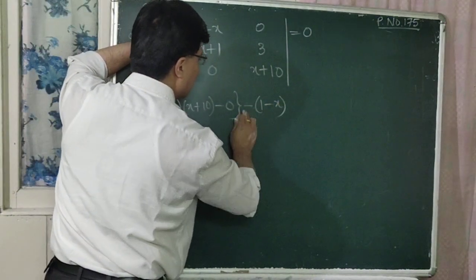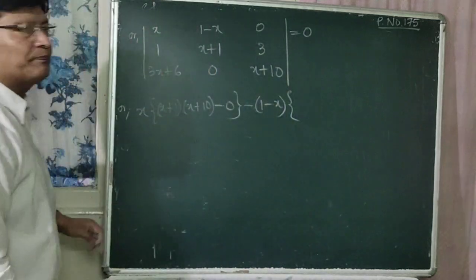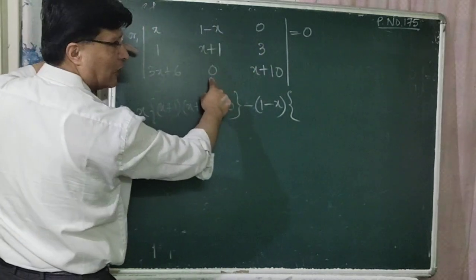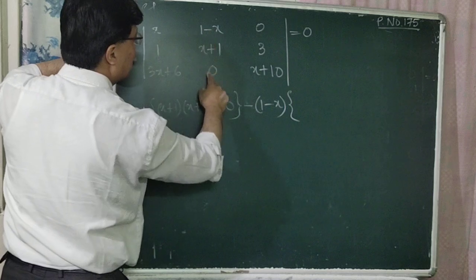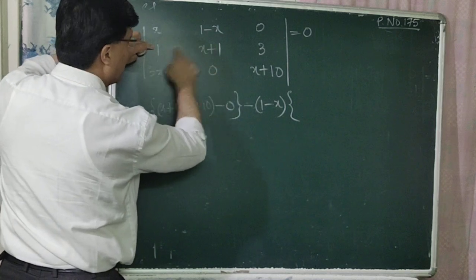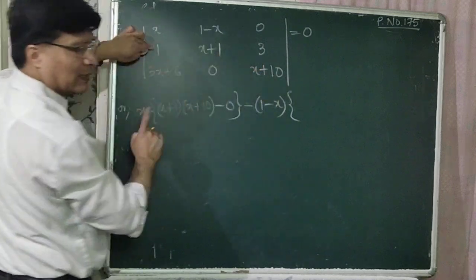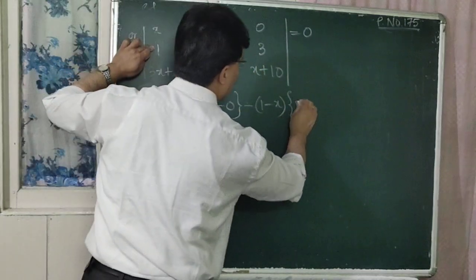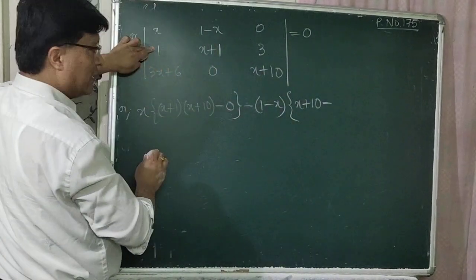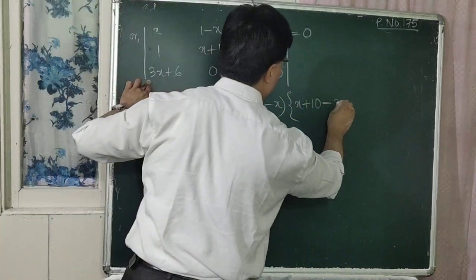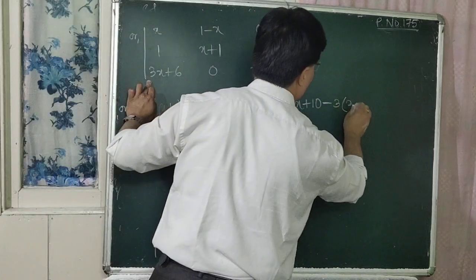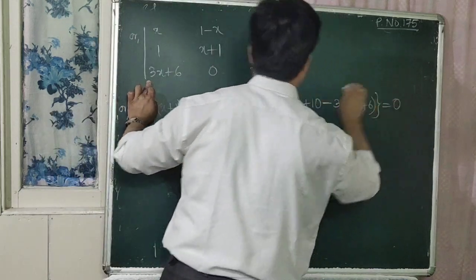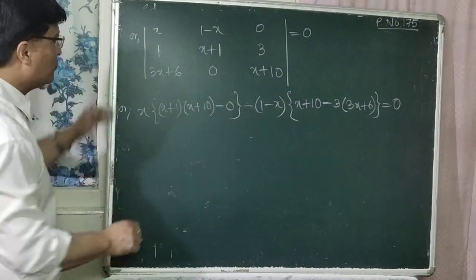Next, minus comes. Minus 1 minus x within second bracket. Now if 1 minus x is considered, then delete the row and the column through the element, that is, first row and second column are deleted. What remains? 1, 3, 3x plus 6, x plus 10. Now cross multiply, पहिला के ले? 1 ले x plus 10 लाई multiply गर्ने, 1 into x plus 10, x plus 10, then minus sign is there. 3 ले यसलाई multiply गर्ने, minus 3 into what? 3x plus 6. Second bracket is closed, which is equal to 0. Is that clear?